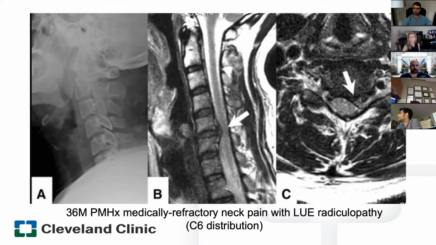It's a 36-year-old man with medically refractory neck pain. His predominant symptom is neck pain with left upper extremity radiculopathy. Let's say it's a C5-6 distribution radiculopathy on the left side. He's medically refractory, meaning he's done occupational therapy, had an epidural steroid injection, tried gabapentin, a Medrol dose pack, the typical stuff, and he comes to you seeking surgical evaluation.